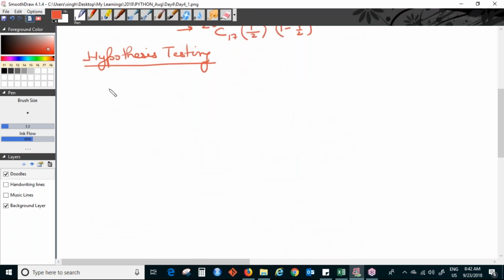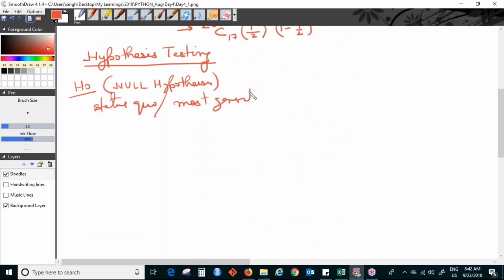So how does it work? We initially start with some assumptions. We assume something and then start out. The first assumption that we make is called the null hypothesis. This is always the status quo, or the most general situation. That is what we assume to be the null hypothesis, and then we have an alternative hypothesis, which is the opposite of that. Opposite of null.